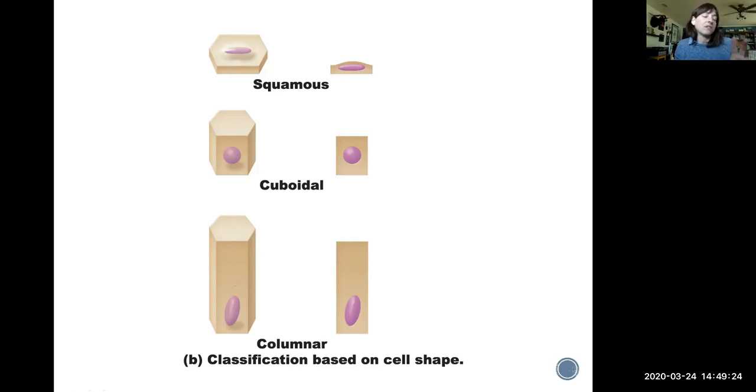So those two questions. How many layers? Is it simple or stratified? And what is the shape? Squamous, cuboidal, or columnar is going to tell you whether or not you're looking at simple squamous or stratified columnar or simple cuboidal or stratified cuboidal, etc., etc. So let's talk about each one of those individually.